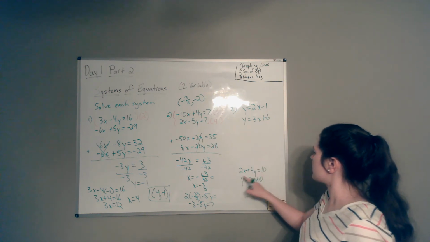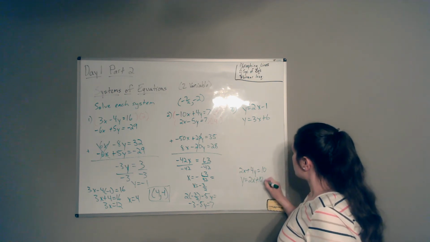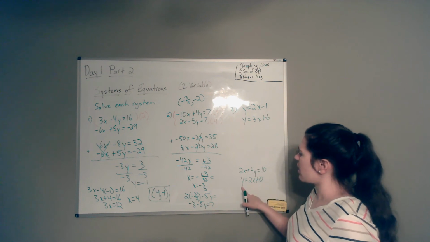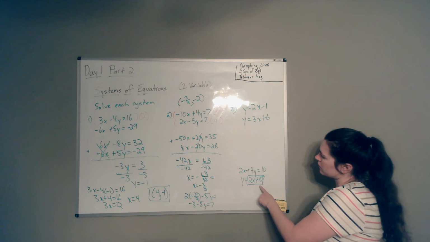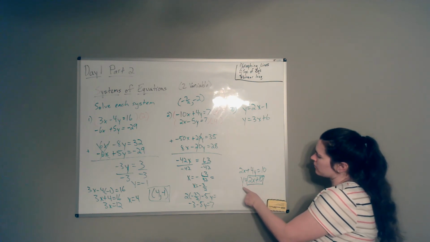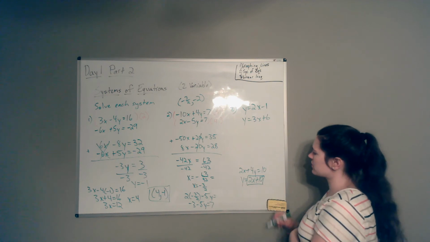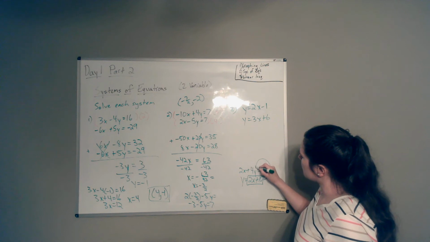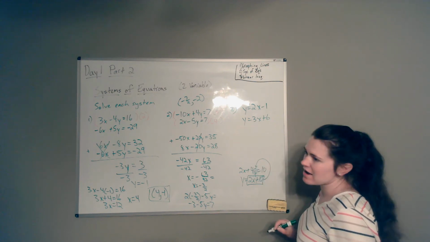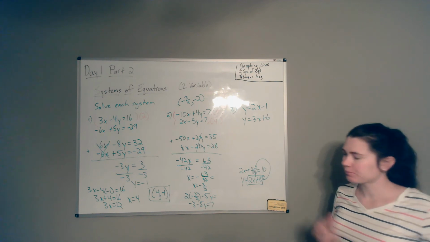Let's say this right here was your system that you had to solve. Substitution is when you get one of the letters isolated and you take the expression. So we see y in terms of x here. So y is the same as 2x plus 10. So what we would do is take 2x plus 10 and substitute it in for y, and then we would have just one equation with all x's in it.